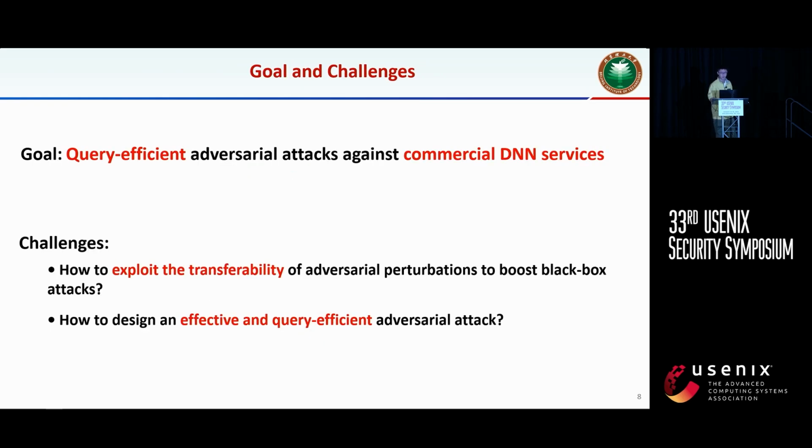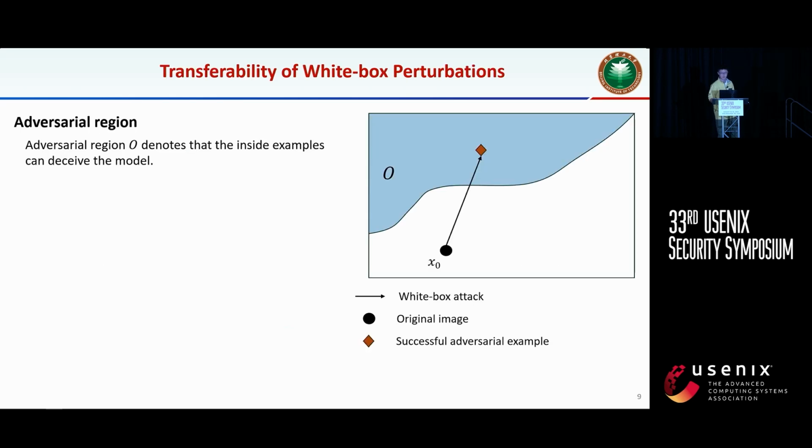So considering the widespread use of commercial DNN services, this paper aims to propose a query-efficient adversarial attack. The challenges are twofold. First, how to exploit the transferability of adversarial perturbation to boost black box attack. And second, how to design an effective and query-efficient adversarial attack. Let's first look into the transferability of white box perturbation.